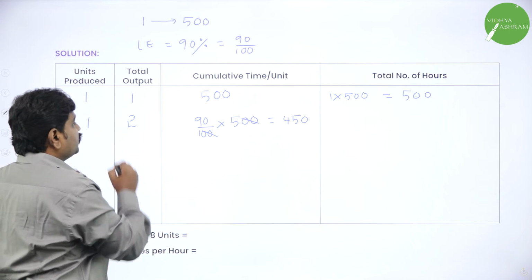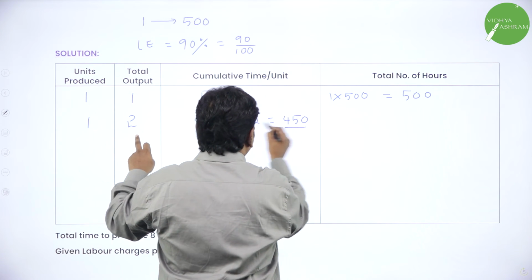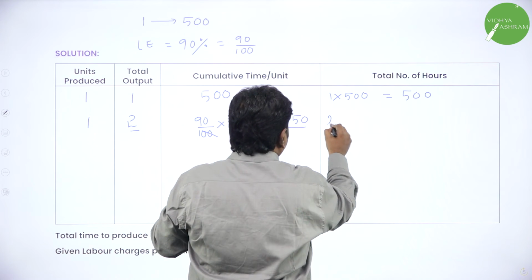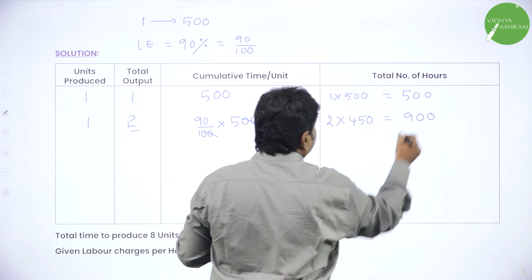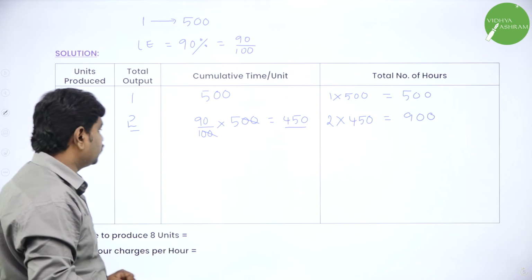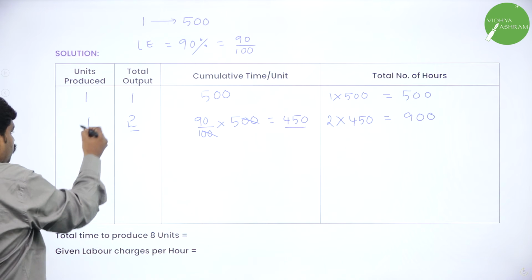How many units I am producing? 2. So multiply these two. This and this will multiply to get this column. 2 into 450. 2 into 450 becomes what? 900 total hours. To produce 2 units I am taking 900 hours. So now add these two. 1 plus 1 is 2.